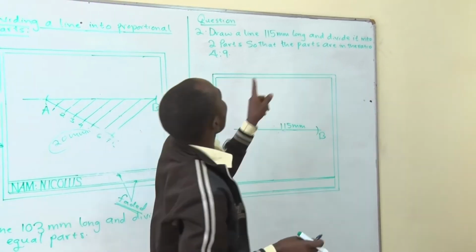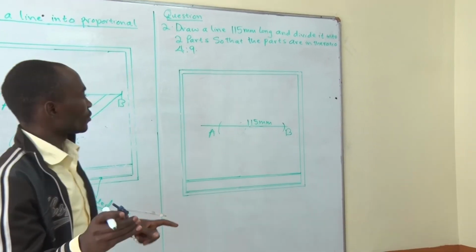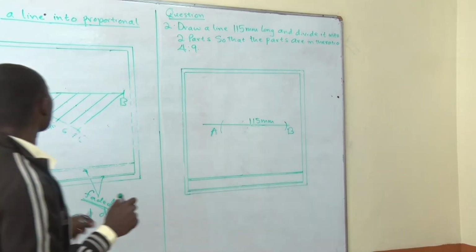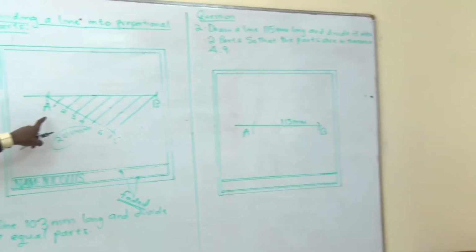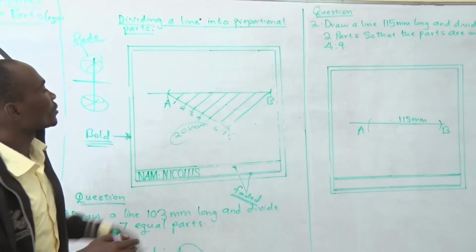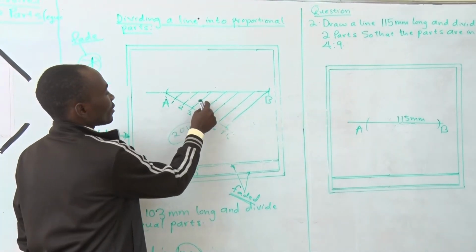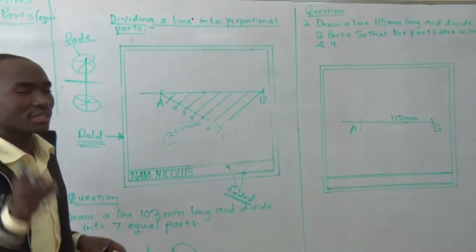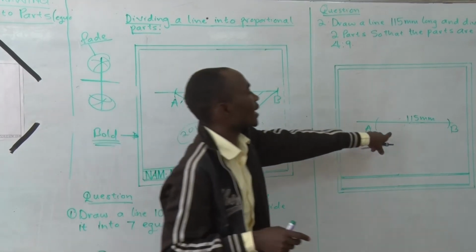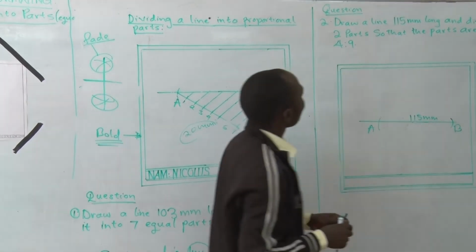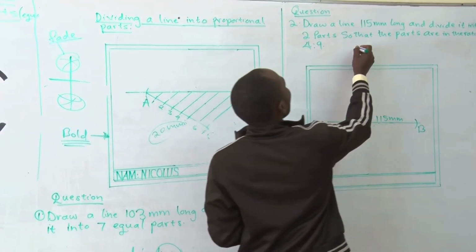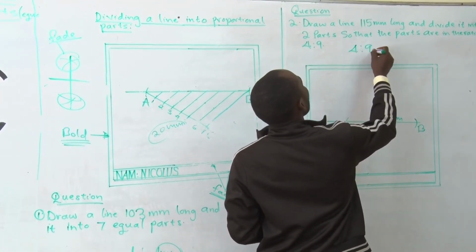Then divide it into two parts. You divide this particular line into two parts. So you can see, for instance, this one we have divided it into different sections. So we have got 1, 2, 3, 4, 5, 6, 7. Now we do not need the 7 parts. We need 2 parts from the 115 millimeters. Now you have been given a ratio of 4 to 9.